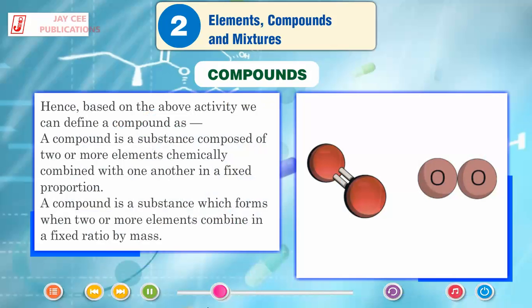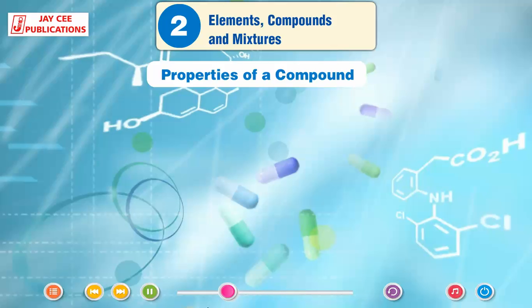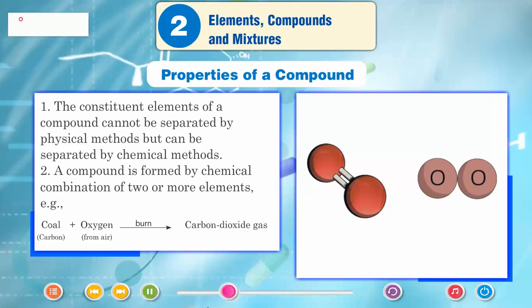Compounds. Hence, based on the above activity, we can define a compound as: a compound is a substance composed of two or more elements chemically combined with one another in a fixed proportion. Or, a compound is a substance which forms when two or more elements combine in a fixed ratio by mass. Properties of a compound. The constituent elements of a compound cannot be separated by physical methods but can be separated by chemical methods.